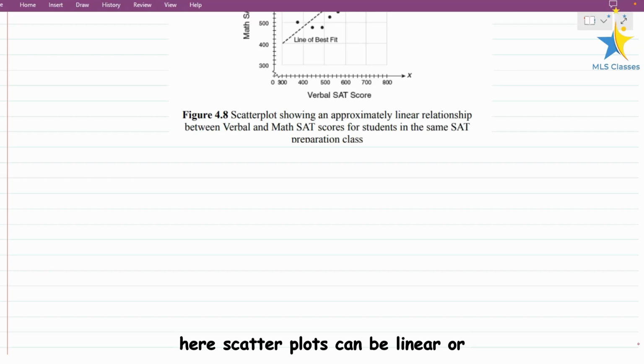So here scatter plots can be linear or non-linear. It can have positive association, negative association. Here positive or negative association means slope. It can be parabolical like this, where it will be scattered all the way. So this is about scatter plots.